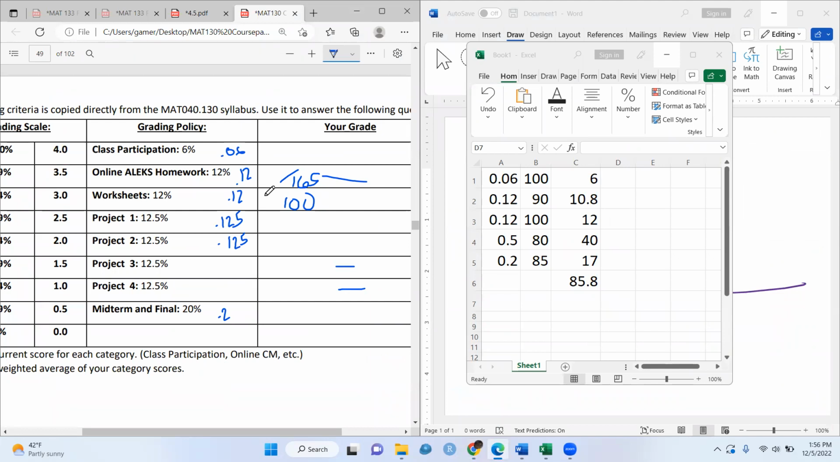And it may end up being lower than what is in there. It may be higher. It just depends on if you have missing things or not, or what I've graded and not graded, that kind of stuff.